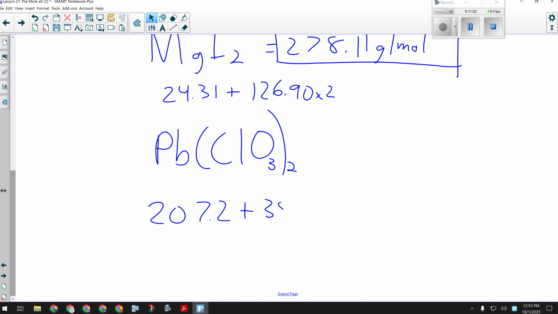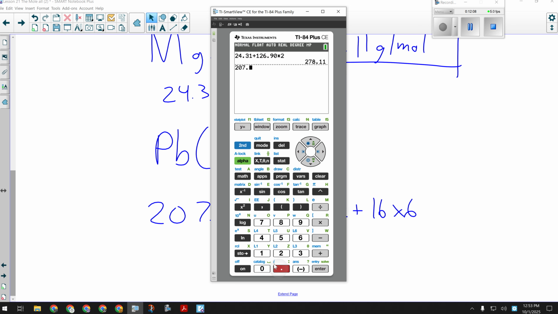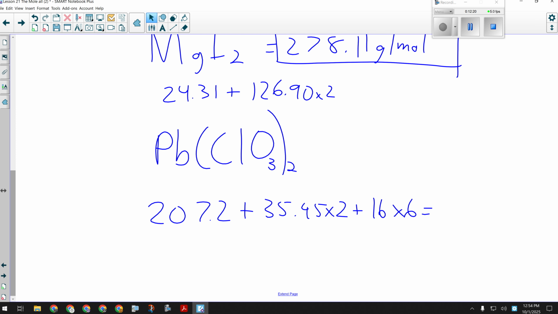So 35.45 times 2. There's our 2 chlorines. Plus, how many oxygens? 6. Okay, so 16 times 6. All right, put all that together. So 207.2 plus 35.45 times 2 plus 16 times 6. All right, 374.1 grams per mole.